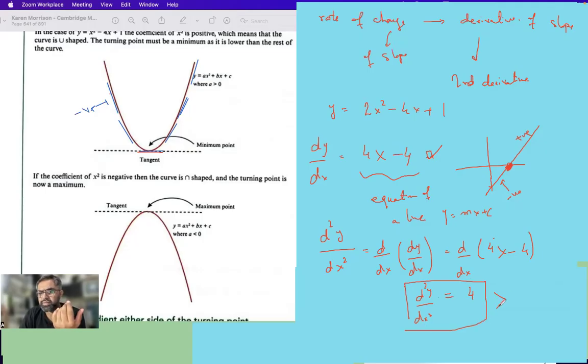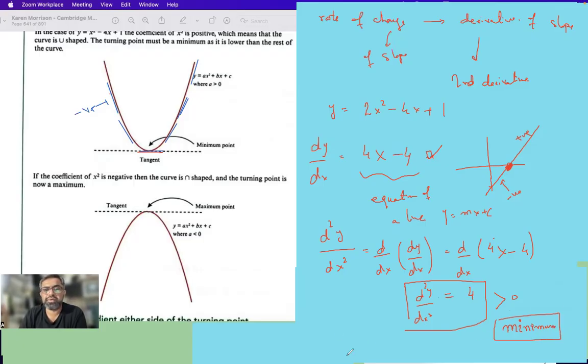And this is a positive number. If it is a positive number, it means slope is increasing, going from negative towards positive. This kind of behavior happens when we have a valley, when we have a minimum point. So our turning point is a minimum point.